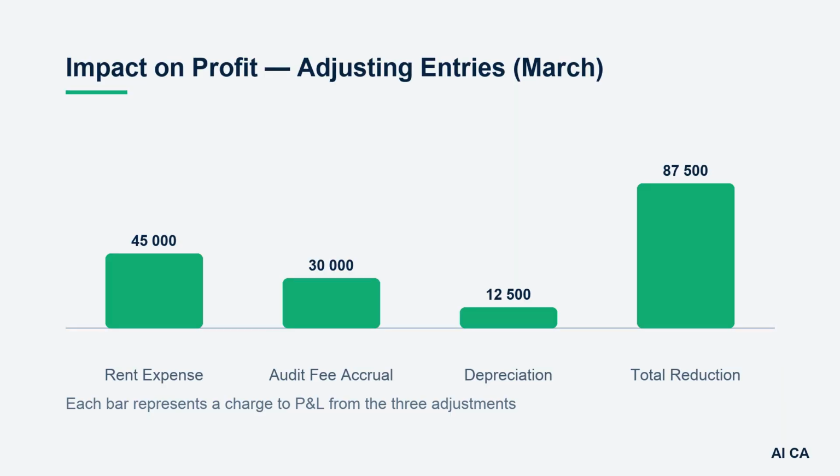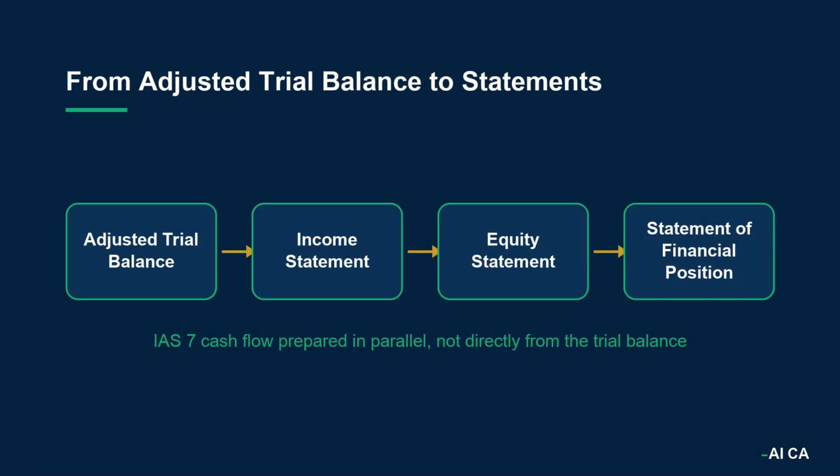After posting those adjustments, you extract the adjusted trial balance. The net effect on profit before tax in our example is a reduction of 87,500, 45,000 rent, 30,000 audit fee, 12,500 depreciation. The adjusted trial balance is the direct input to the income statement, statement of financial position, and statement of changes in equity. IAS 1 requires at minimum 2 periods of comparatives, which means your adjusted balances must be consistent with how the prior period was closed.